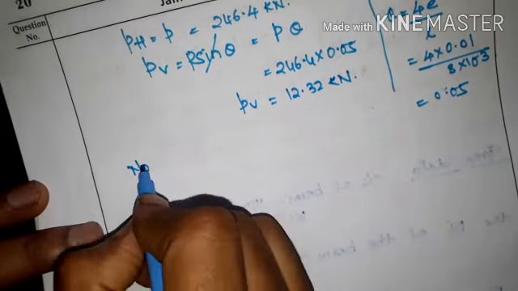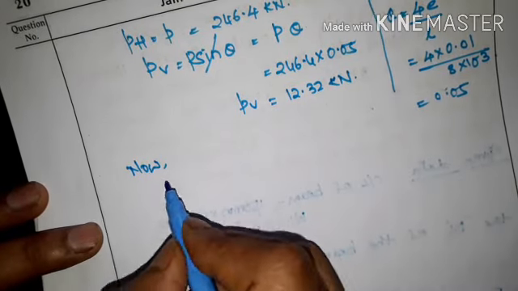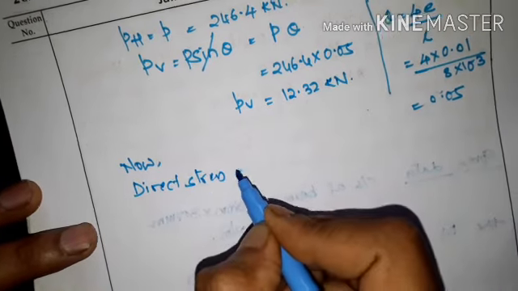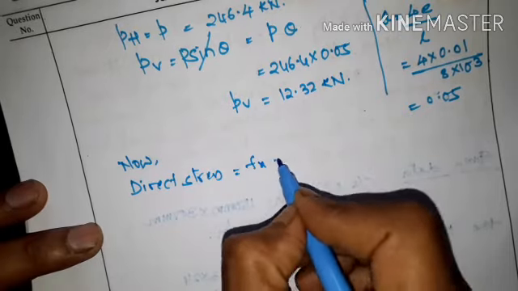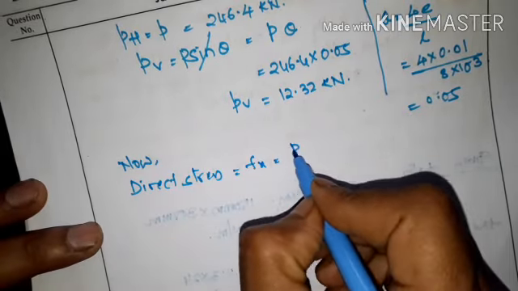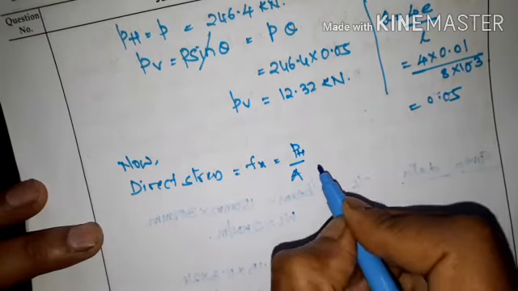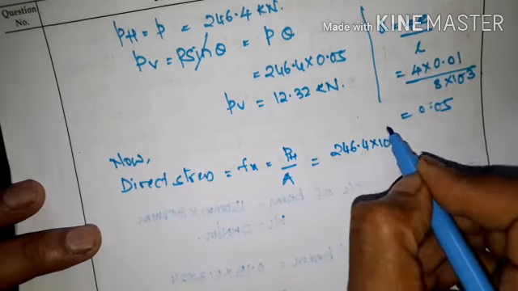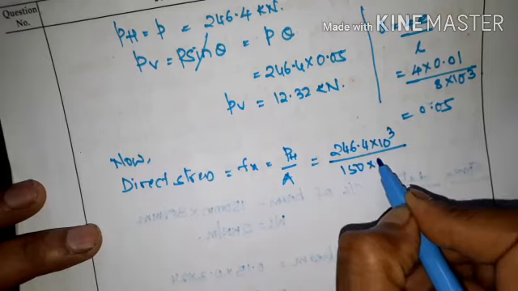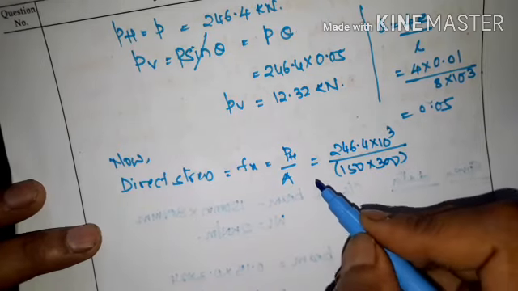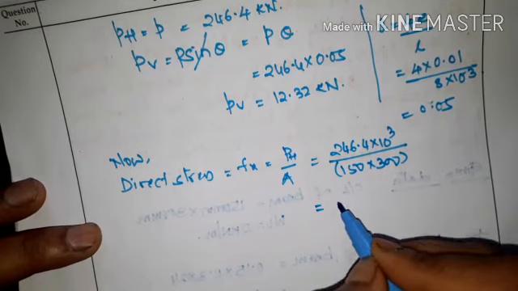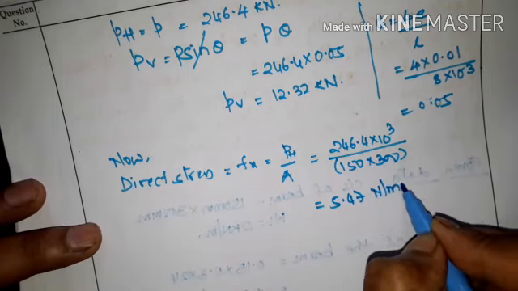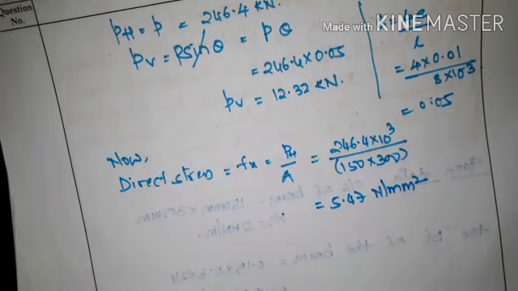Now the direct stress is equal to Fx, that is P by A, that is PH by A actually. So PH is 246.4 into 10 to the 3 divided by 150 into 300. So you get it as 5.47 Newton per mm square.